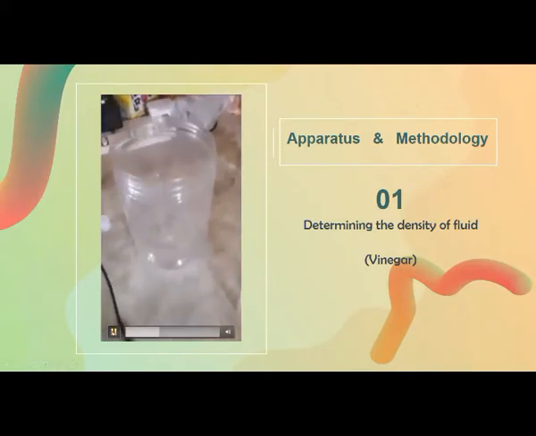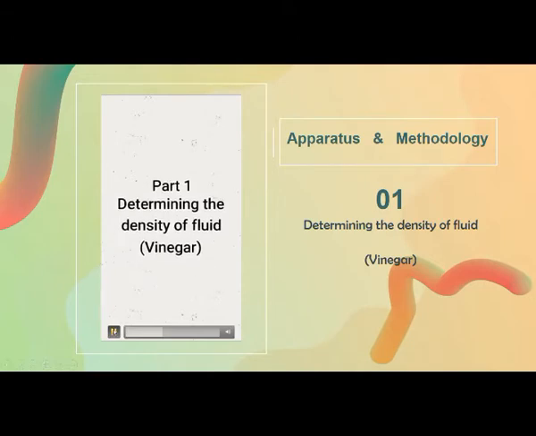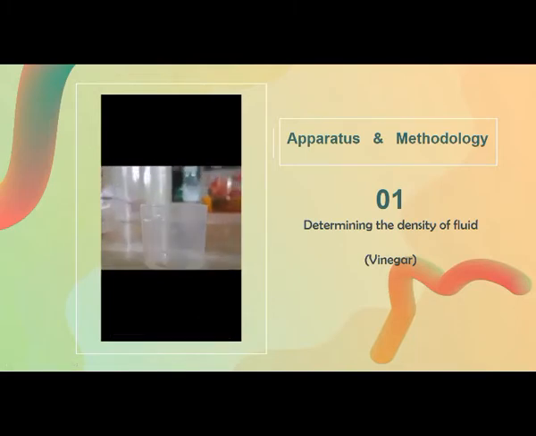For this experiment, we have part one, which is determining the density of fluid. So we use vinegar instead of oil. For the first step, the mass of the dry beaker was weighed by using an electronic balance. Make sure the beaker was dry before we weigh it.